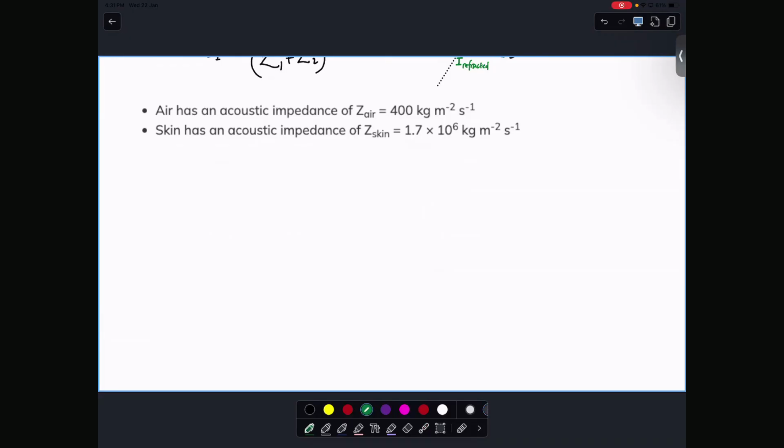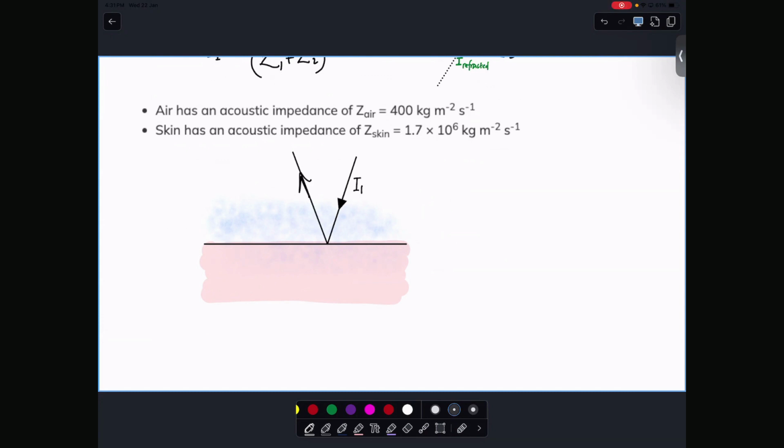Okay, what we are trying to find out right now is, let's say you have this boundary here between air, and inside you have the skin. Okay, so you have to do the math and find what fraction of the wave that you're sending in reflects. So let's call it I incident. You have to find I_R, basically alpha, nothing else. That's the information, right?